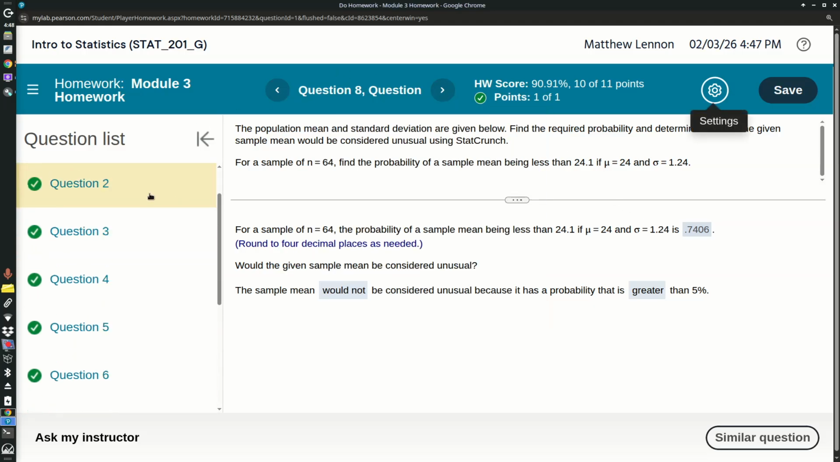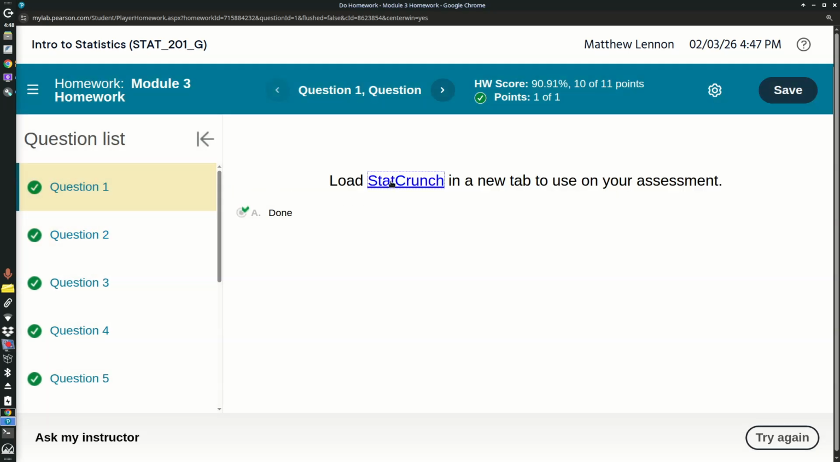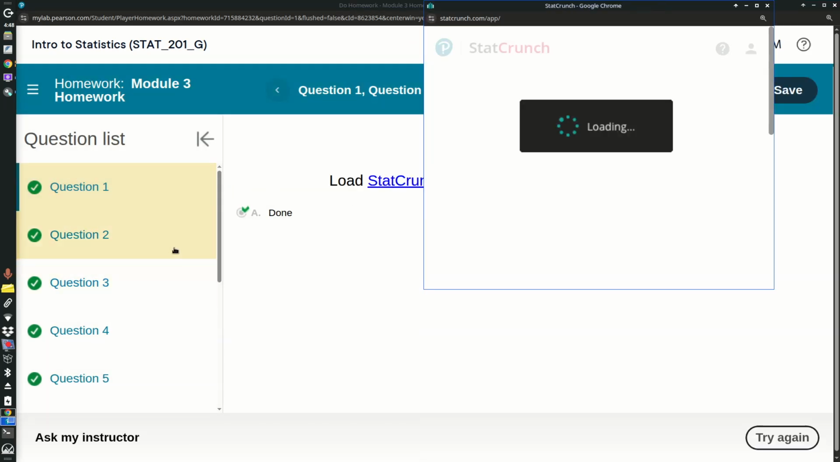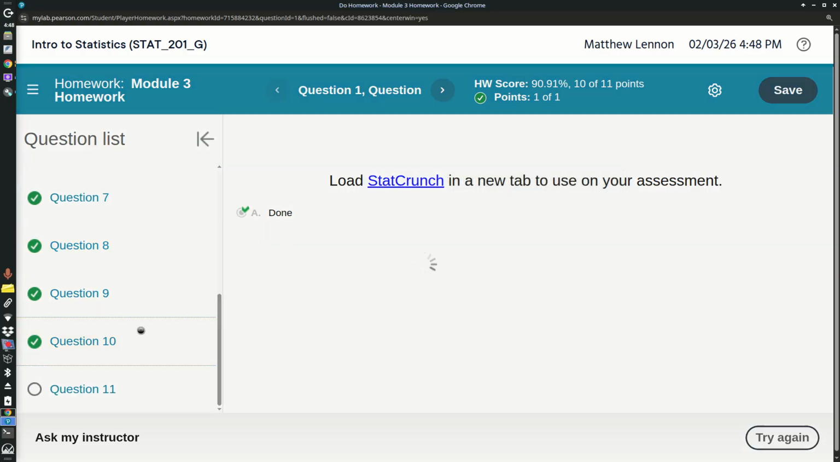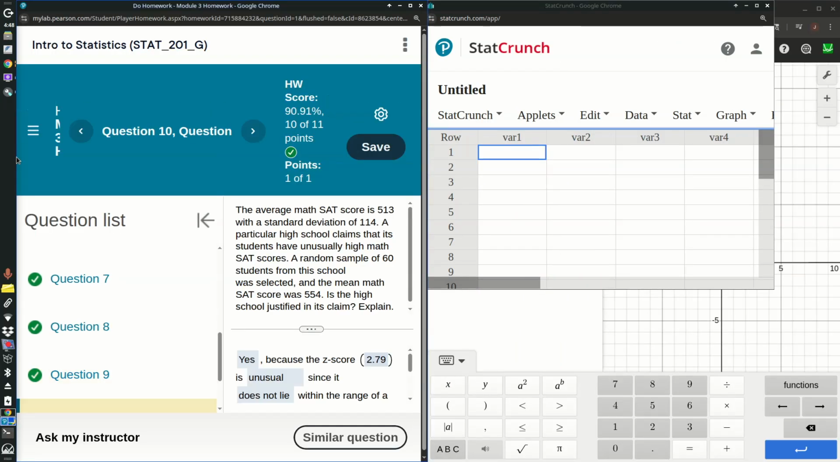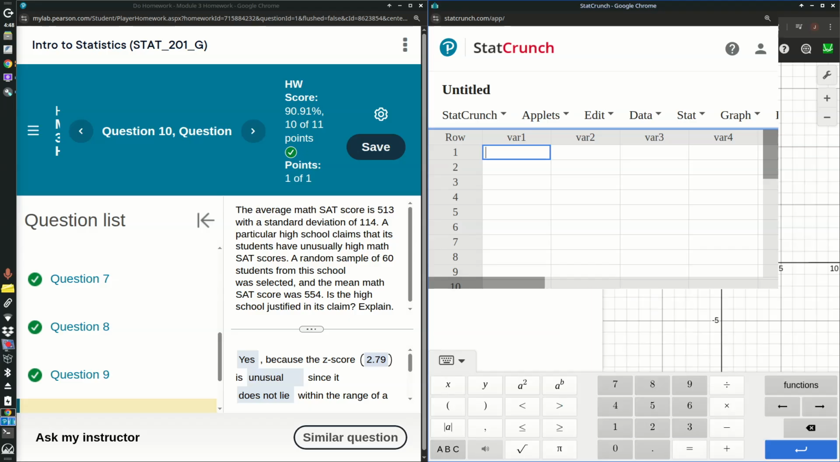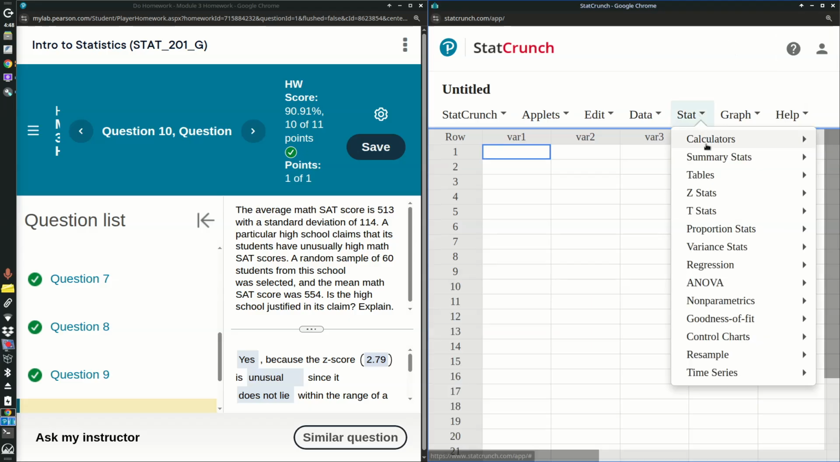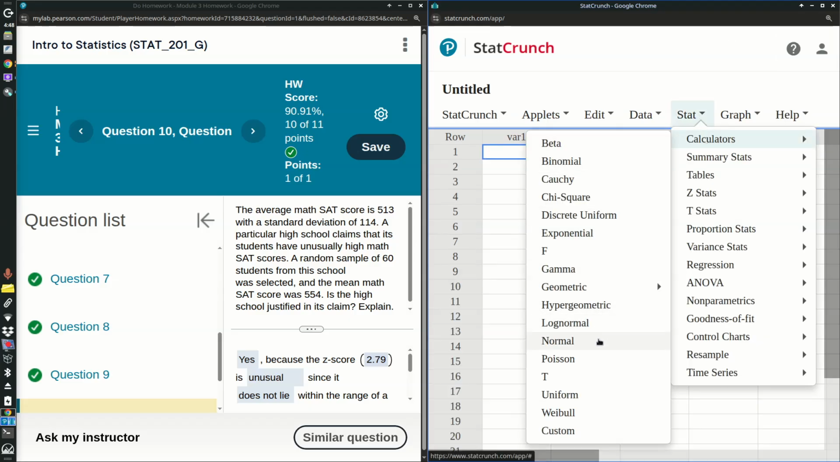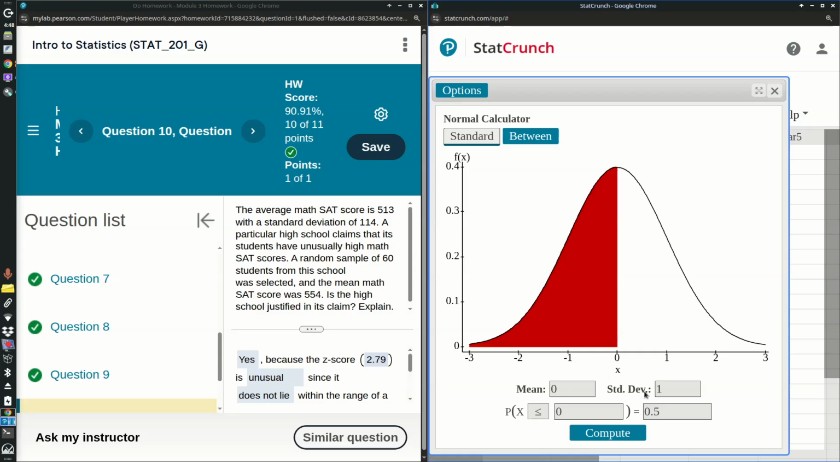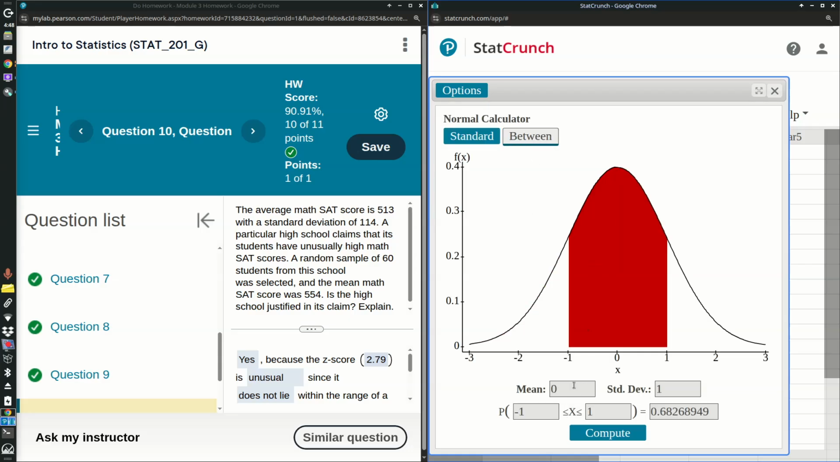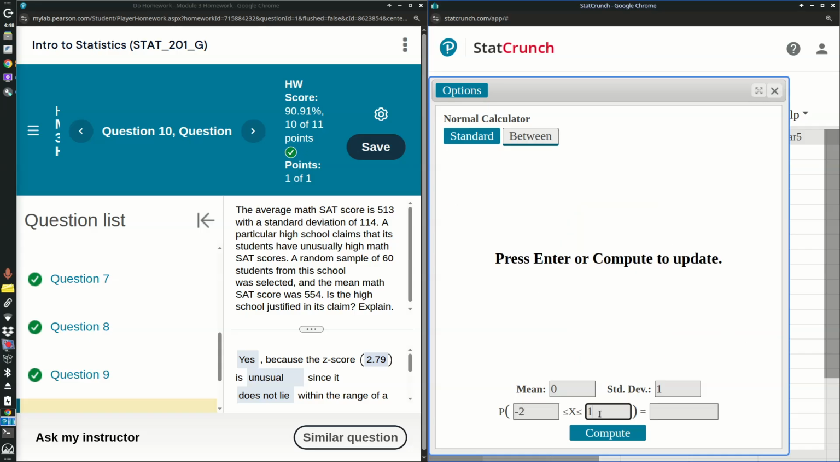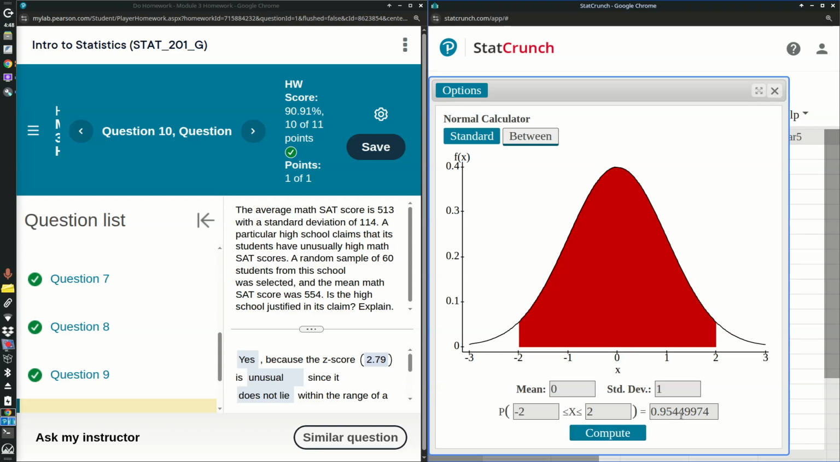Let's go all the way back to question 1, because we know in question 1 we can certainly get to StatCrunch. So this relates to question 10. I just want to show you if we went back to stat, calculator, normal, and we're just on the regular 0, 1. Let's say we did between -2 and 2 standard deviations. We're going to see that comes out to about 95%.